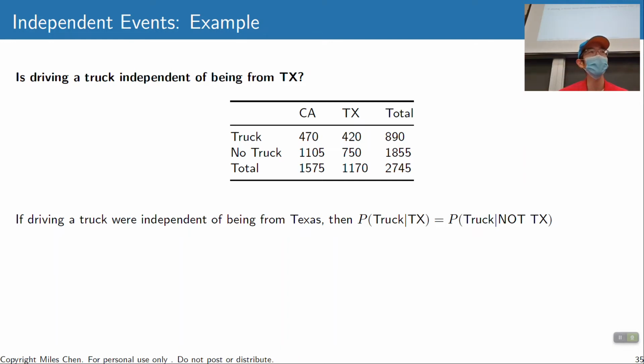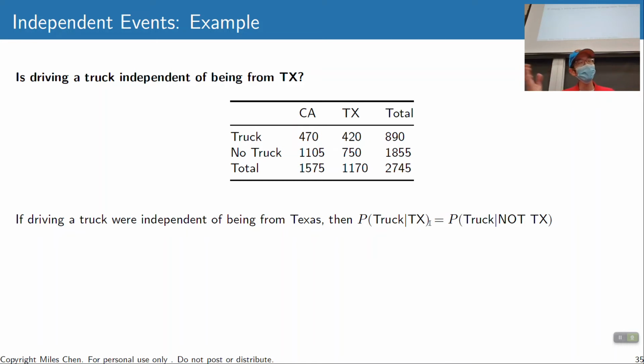So again, the concept of independence is the probability of A is not affected by B. So whether B is yes or no, the probability of A happening is the probability of A. So is the probability that someone drives a truck given Texas the same number as the probability that someone drives a truck if they're not from Texas? Okay, and the answer is no.